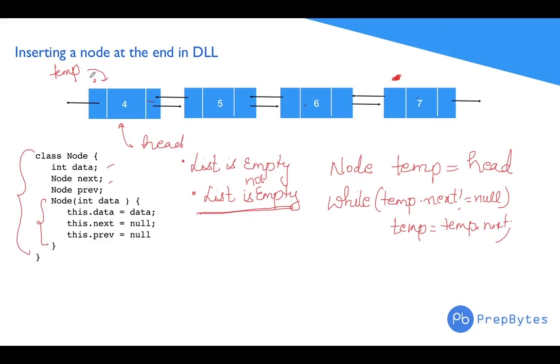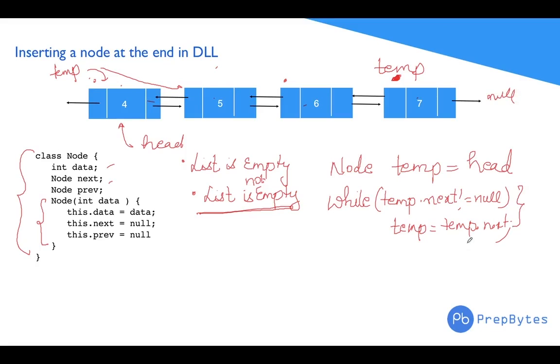Let's see how this happens. Initially temp is here. We check if temp.next is null or not. The next of this particular node is not null, so temp will get updated and start pointing to this node. We again check if the next of this is null, which is not the case, so temp is updated to point to this node. We again check if temp.next is not equal to null, which is not the case. The next of this node is not null, so we come here. Now my temp is here, and the next of temp is null. So obviously the loop will be broken and we will come out of the loop.